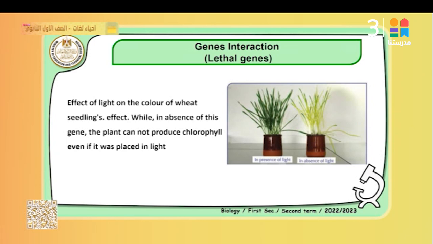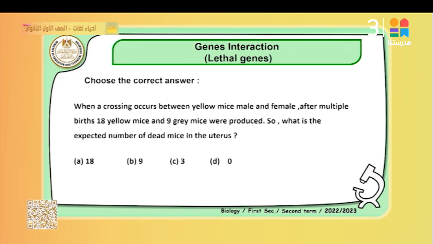Finally, in figure number 2, the absence of light leads the plant to wilt and die. Why? Because light is an environmental factor that affects the plant directly, and it is essential for the photosynthesis process. In the absence of these genes, the plant cannot produce chlorophyll even if it is placed in light. That's right. Okay? Pay attention, please.